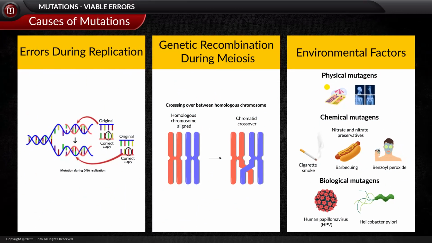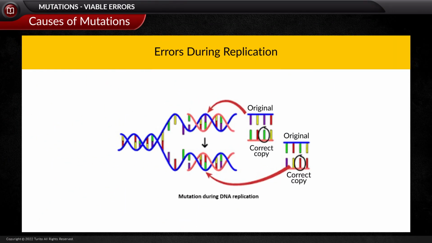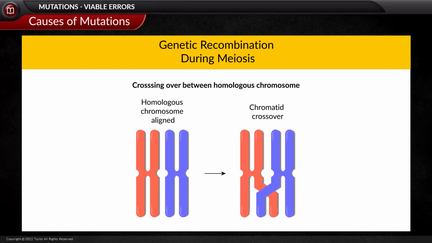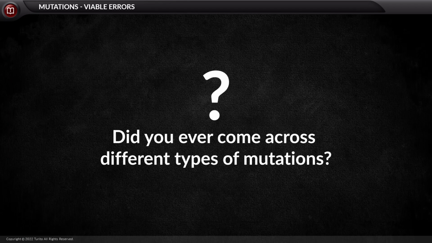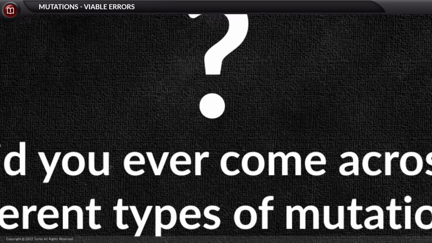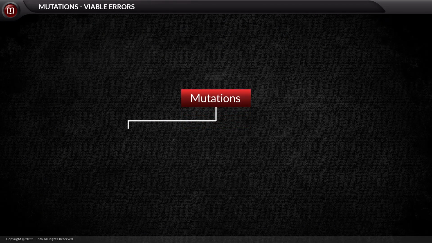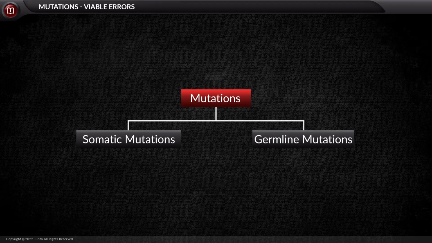Talking about the causes of mutations, they include errors during replication, genetic recombination during meiosis, and also mainly environmental factors. Did you ever come across different types of mutations? Based on location, mutations are of two types: somatic mutations and germline mutations.